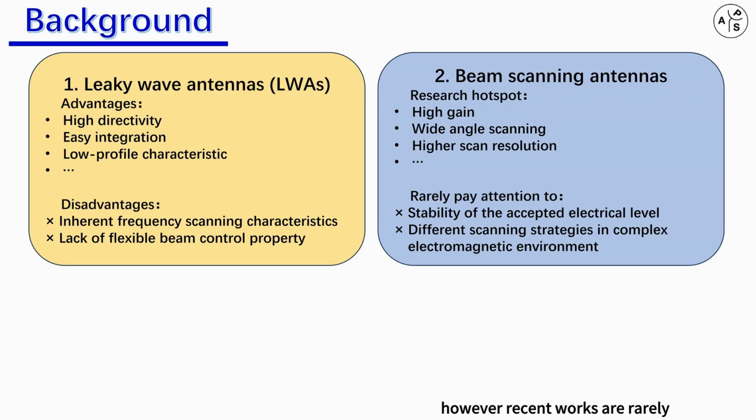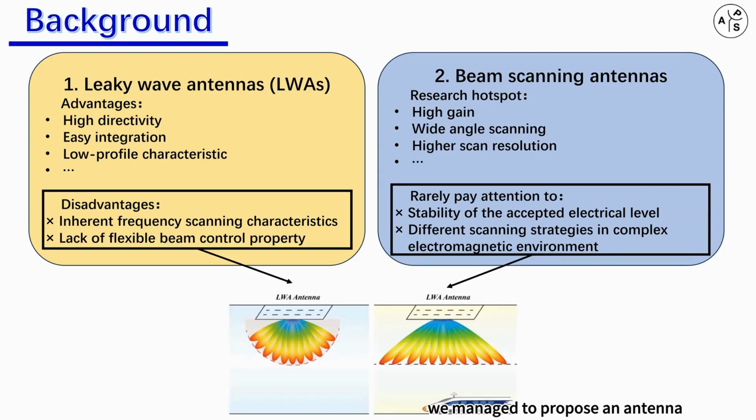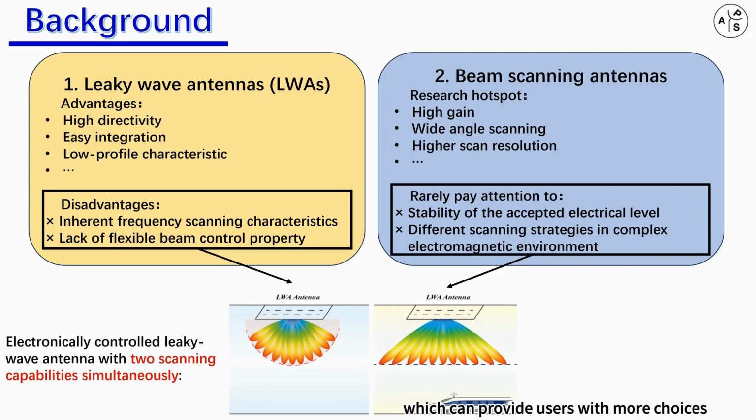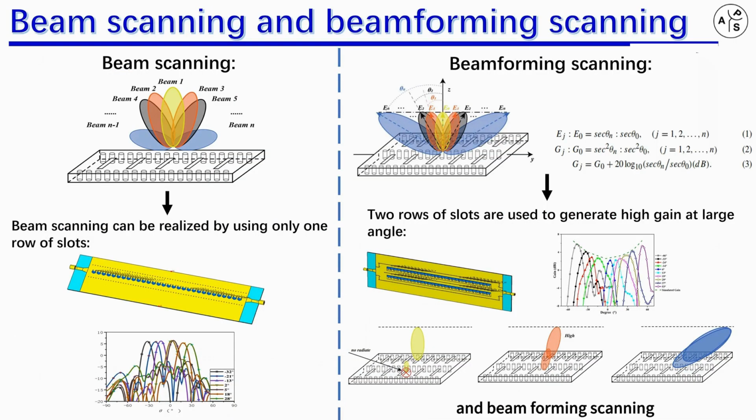However, recent works rarely pay attention to stability of the received electrical level and different scanning strategies in complex electromagnetic environment. To this end, in this work, we propose an antenna integrated with two beam scanning capabilities simultaneously, which can provide users with more choices of scanning schemes for applications in complicated environments. Then let's introduce the continuous beam scanning and beamforming scanning.